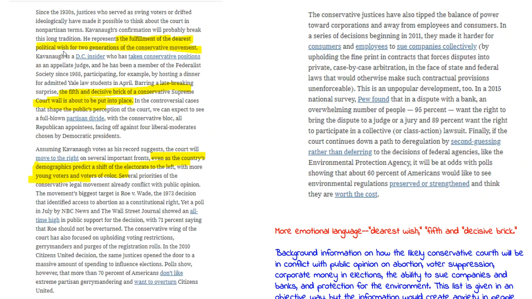Fulfillment of the dearest political wish, fifth and decisive brick of a conservative Supreme Court wall is about to be put in place. And of course, this was written during the Justice Kavanaugh hearings. This doesn't even anticipate the current hearings that are going on right now.